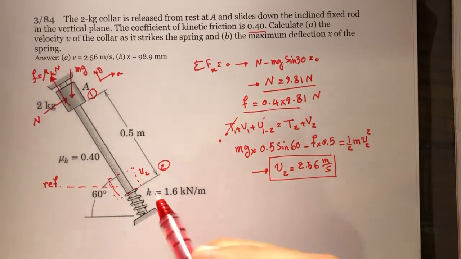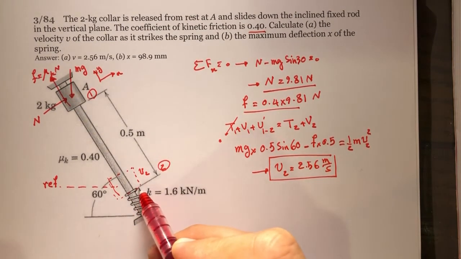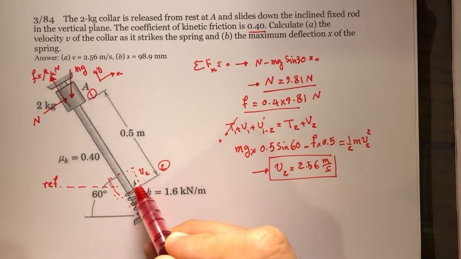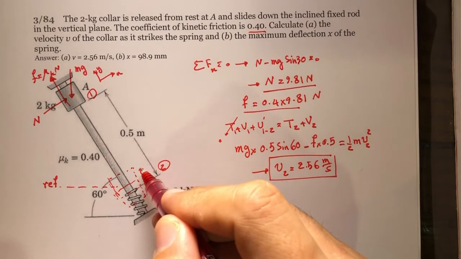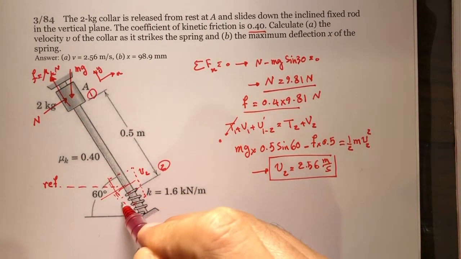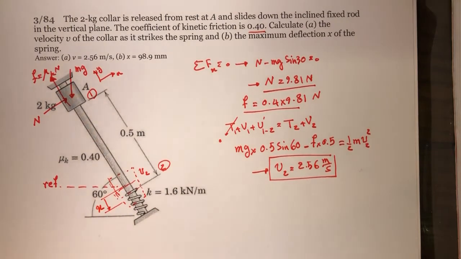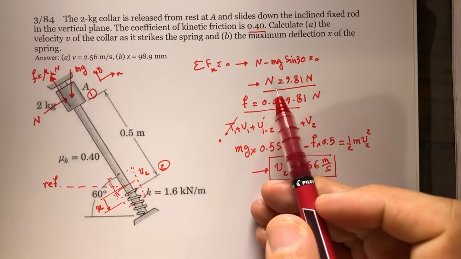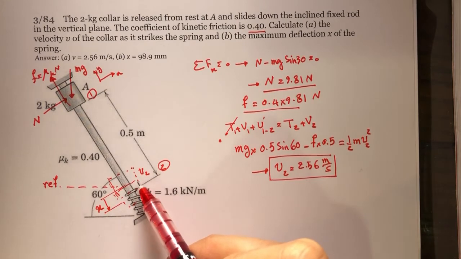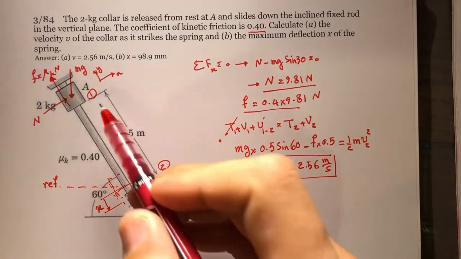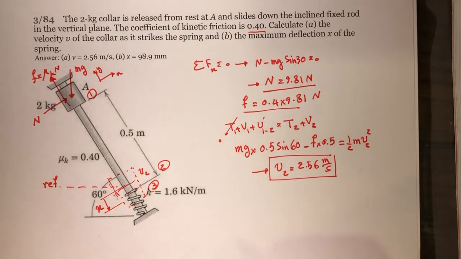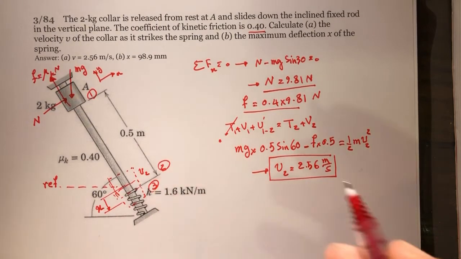Now, the second part: how can I find the compression of this spring? This mass is going to go a little bit more down. Let's say it's going to go down by x. So from here to here, which is the compression of the spring, it's going to go down more by x. Now I can write the work energy equation between point 2 and this point, which I'm going to call point 3, or we can write it between point 1 and 3. It's absolutely up to you. Let's write it between 2 and 3.